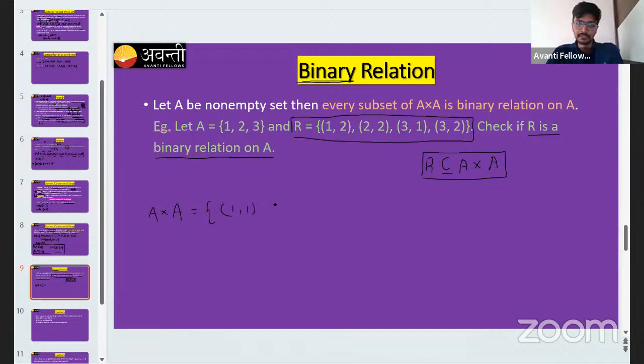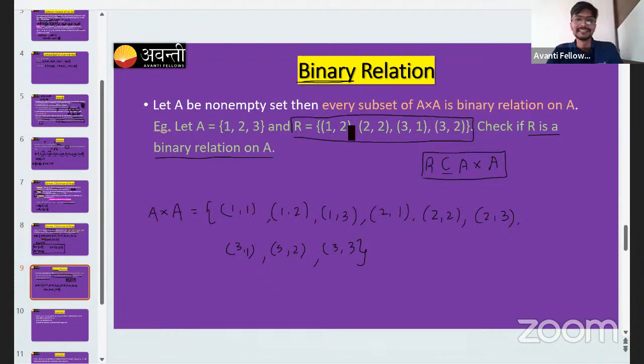It will be 1, 1. First element also from A, second element also from A. So 1, 2, 1, 3. Then 2, 1, 2, 2, 2, 3. And lastly, we'll have 3, 1, 3, 2, and 3, 3. Let me just put commas.